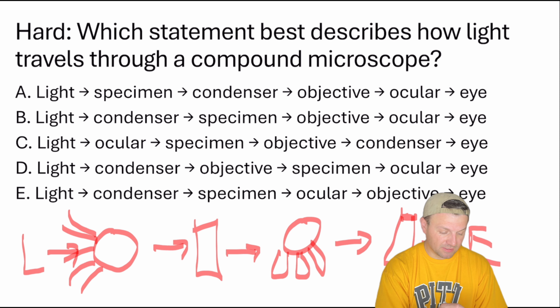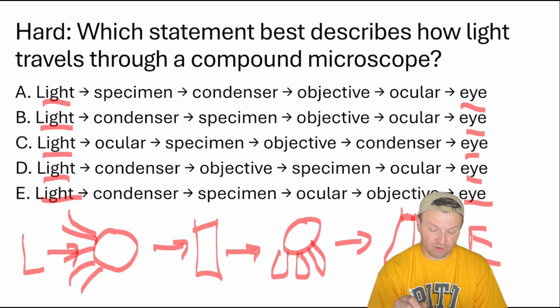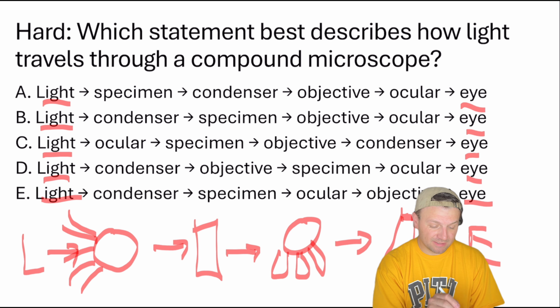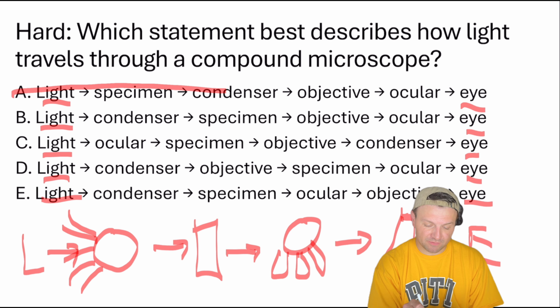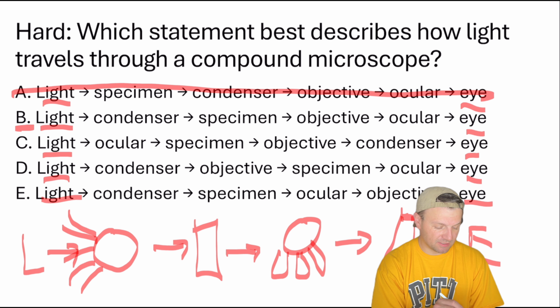So looking at all of these answers, they all start out with light, and they end with the eye, which sounds good. Let's take a look at everything in between. A, light, specimen, condenser. Nope, condenser comes first. B, light, condenser, specimen, objective, ocular, eye. That sounds right. Let's check C, D, and E.